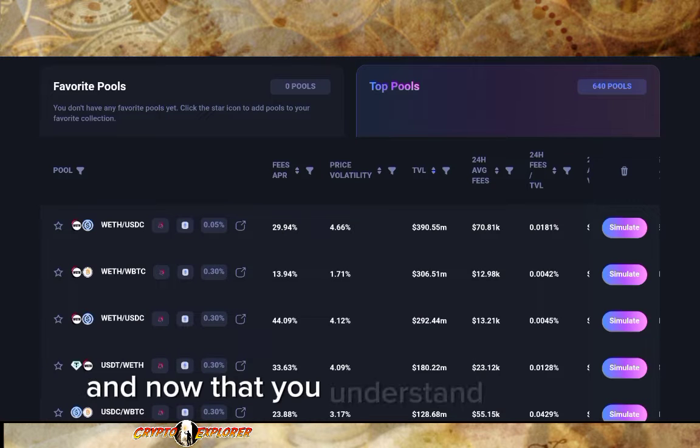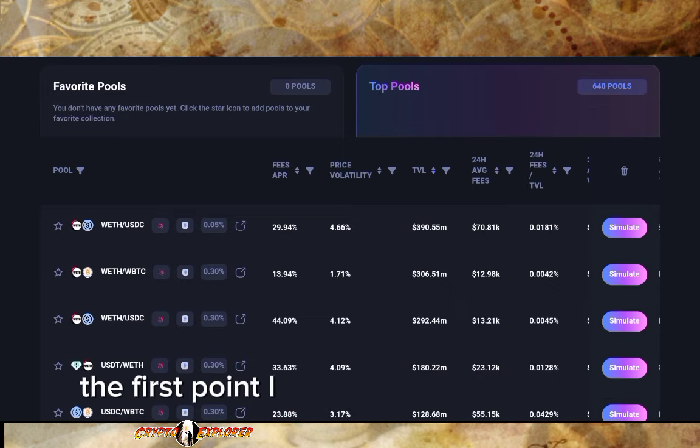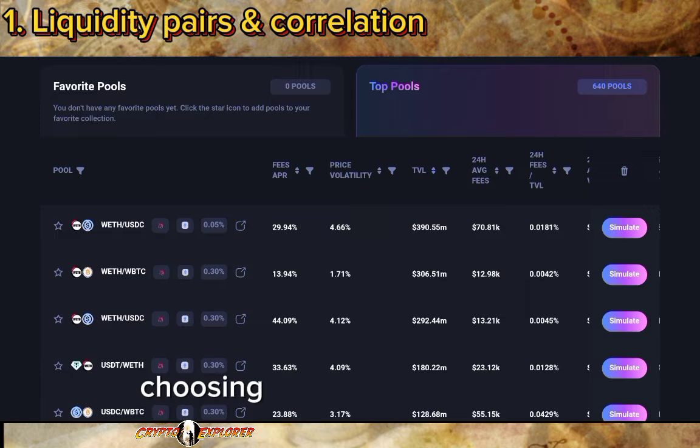And now that you understand all of this, the first point I want to share with you is choosing a pair and correlation. Although there's a ton of pools you can provide liquidity to, when it comes to selecting the best ones, I think it's fairly simple to sort through all of the noise out there because there's hundreds if not thousands of liquidity pairs.